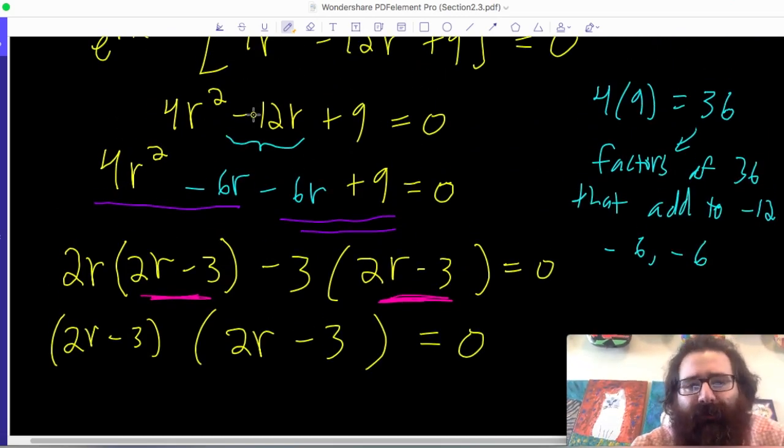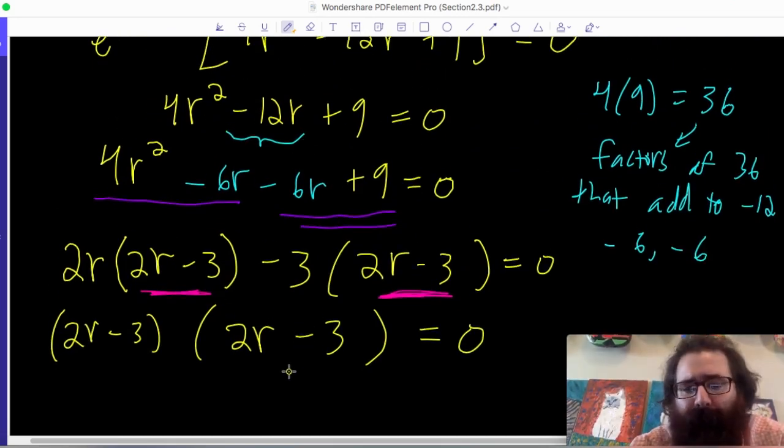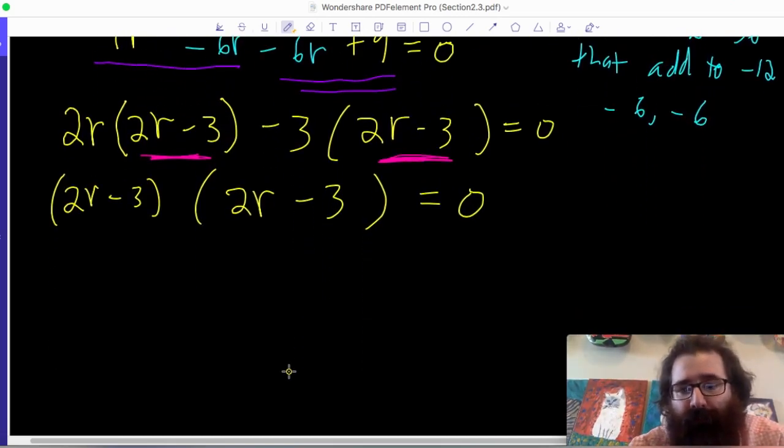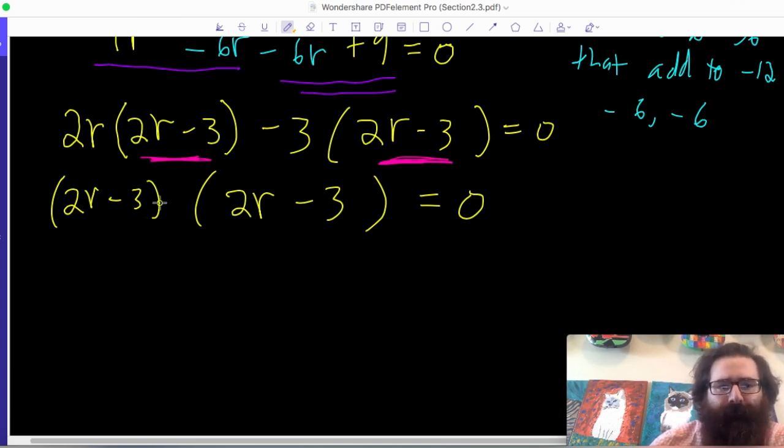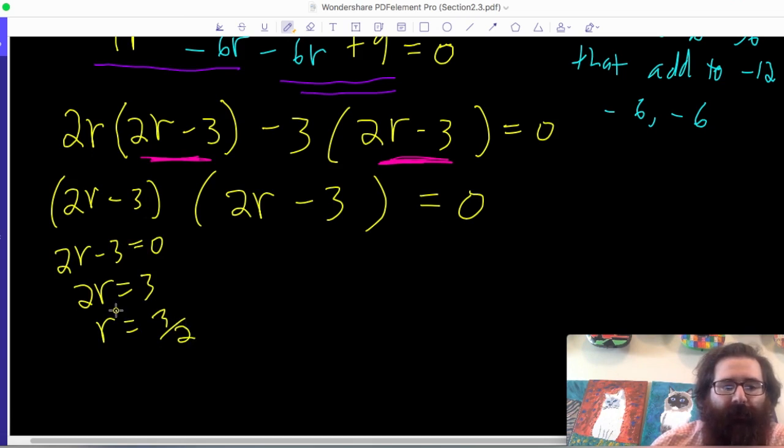You could factor this with guess and check. I don't think you have to do factoring by grouping, but I think it is the nicest way if you're looking for a method behind what we're doing. Guess and check is nice, but you are really relying on a guess and check method as opposed to a method with actual steps. So setting this equal to 0, that means 2r minus 3 equals 0, which means 2r is equal to 3, which means r is equal to 3 halves.